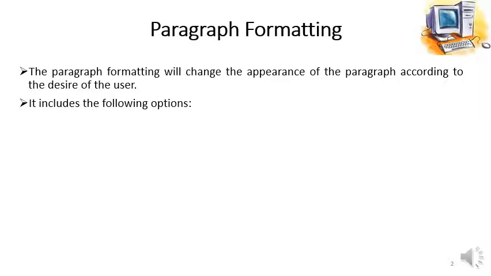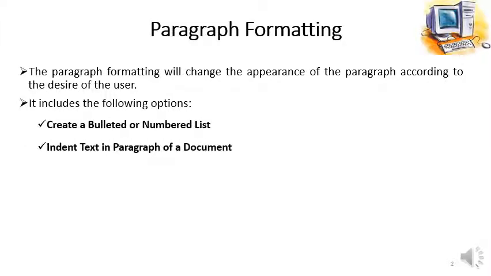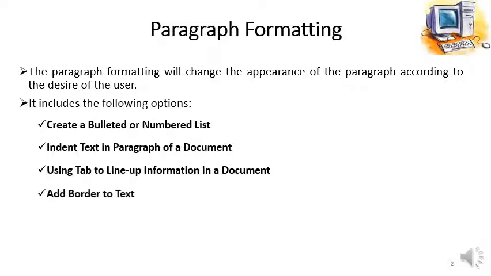It includes the following options: create a bulleted or numbered list, indent text and paragraph of a document, using tab to line up information in a document, add border to text, add shade to the text. So these are 5 different formatting options that we can apply on a paragraph.